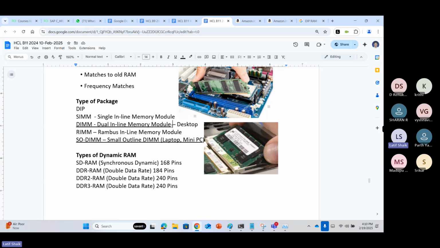Okay, single inline memory module means, for example, you have a RAM with 70 pins, a 70 pin RAM. One edge of the RAM starts with 1, 2, 3, 4, 5, and the last one is 70. And on the back side, again it is 70, right? If you flip it to the backside, again 1 to 70, the front pin and the backside pin are the same, because at that time RAMs were very small and the number of pins in single inline memory modules was very low.